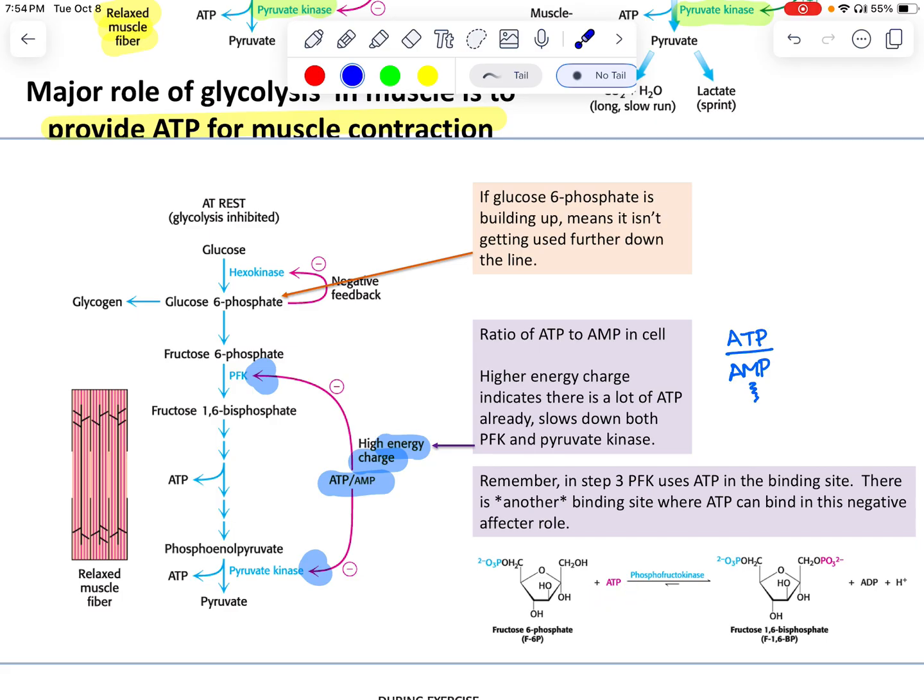But now we're also saying that ATP, besides being used in the reaction, ATP is also a negative effector. And so there would be a separate binding site where those allosteric effectors bond, so where the ATP would bond, that would slow this enzyme down.